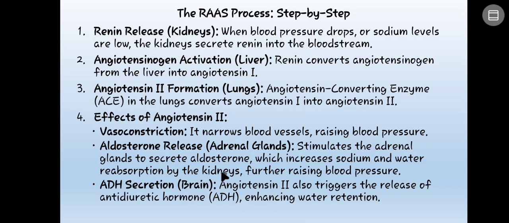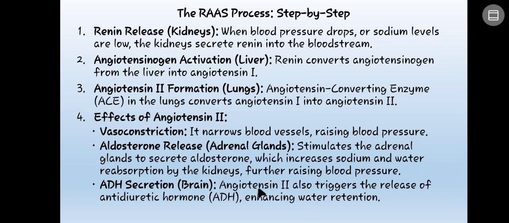Okay, so in effect, angiotensin 2 will cause vasoconstriction, aldosterone released by the adrenal gland, and then ADH. Another thing I didn't add is the antidiuretic hormone secretion. Antidiuretic hormone is actually produced in the hypothalamus, but then it is stored in the posterior pituitary.